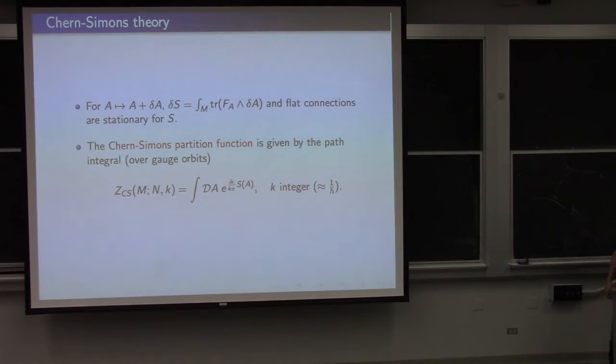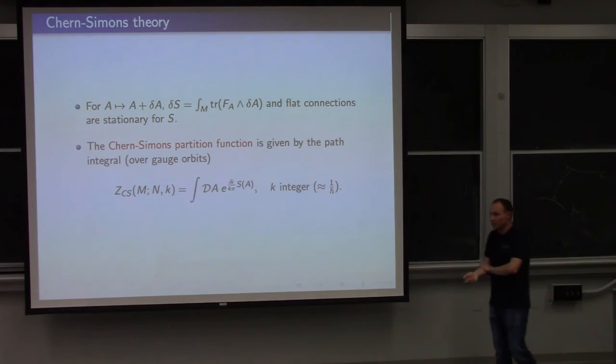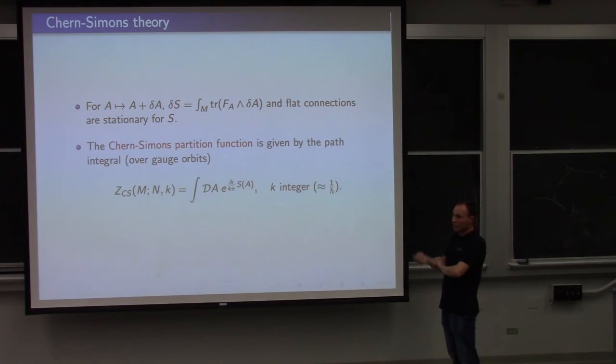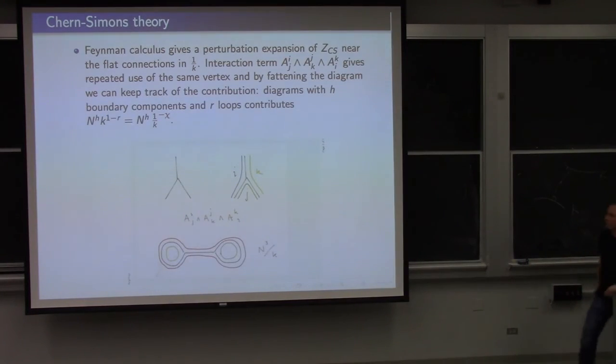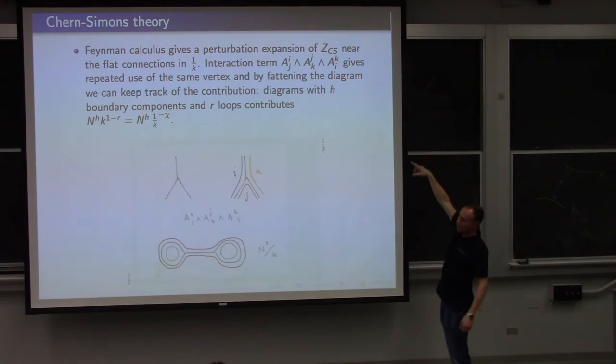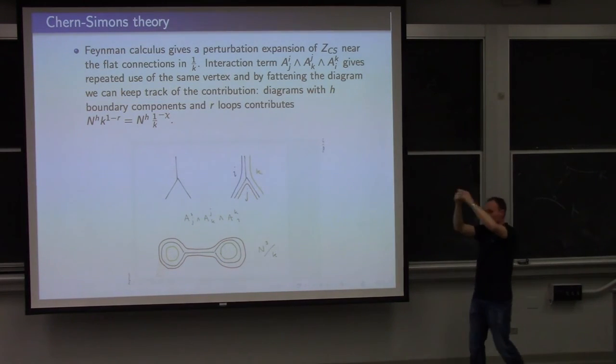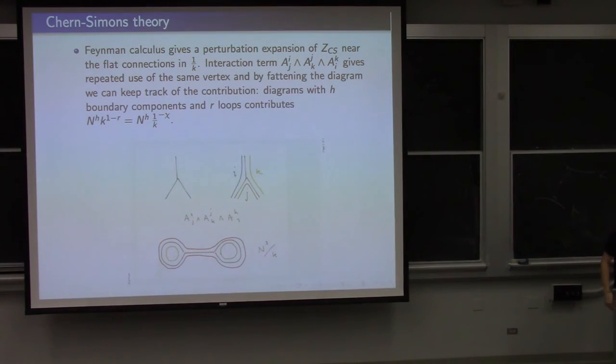So A is an n by n matrix, right? So the gauge indices are just the ij components of this matrix, if you wish. And so when you take the trace, things have to close up like that, right?